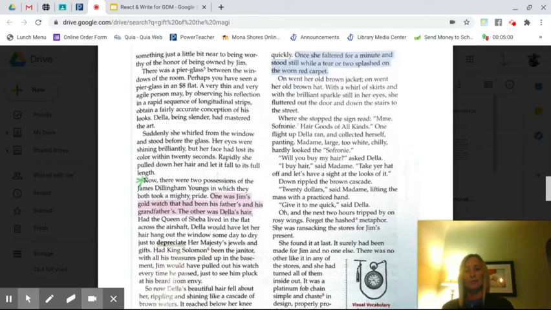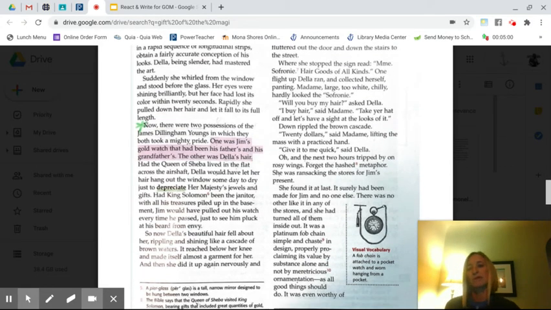Now, there were two possessions of the James Dillingham Youngs in which they both took a mighty pride. One was Jim's gold watch that had been his father's and his grandfather's. The other was Della's hair. Had the Queen of Sheba lived in the flat across the air shaft, Della would have let her hair hang out the window some day to dry, just to depreciate Her Majesty's jewels and gifts. Had King Solomon been the janitor, with all his treasures piled up in the basement, Jim would have pulled out his watch every time he passed, just to see him pluck at his beard from envy.